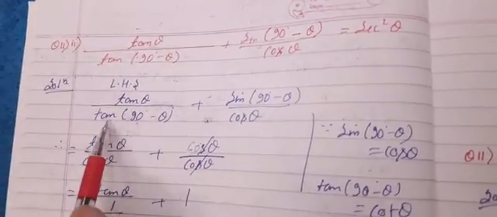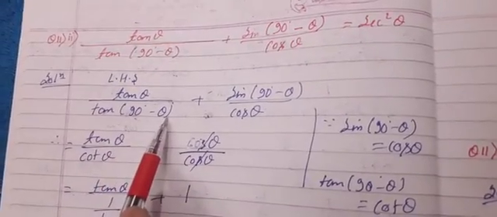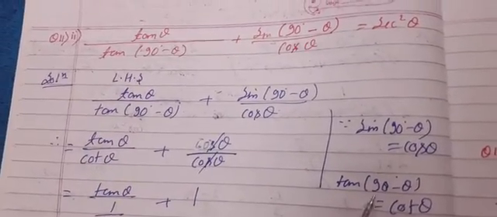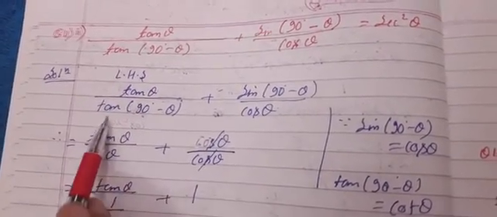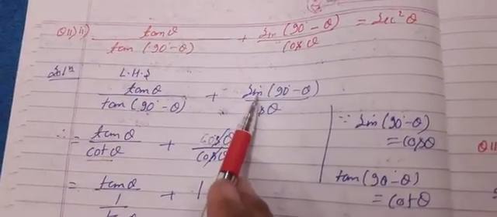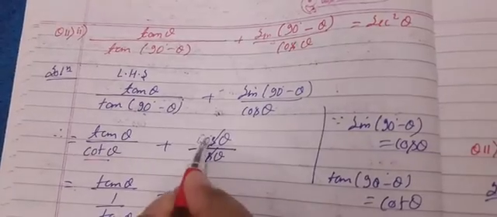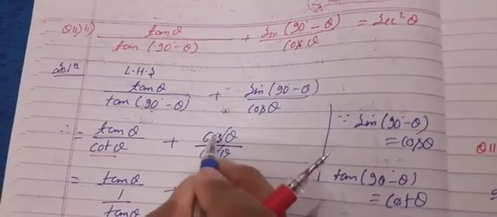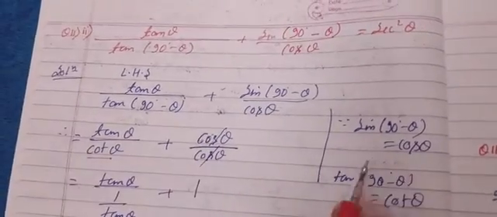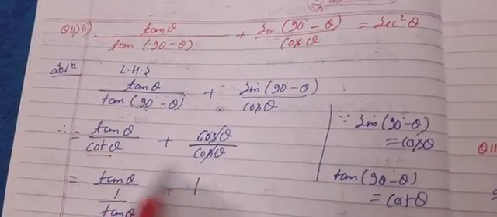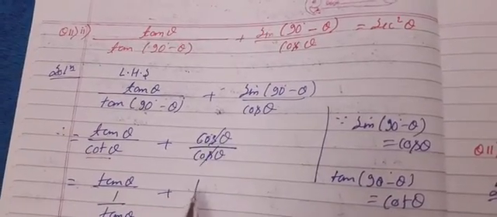So tan theta, and instead of writing tan(90 degree minus theta), we have used the formula we mentioned here, that tan(90 degree minus theta) is cot theta. So instead of writing this, we have written cot theta. Okay, and for sin(90 degree minus theta), we have written cos theta, as we mentioned here, that sin(90 degree minus theta) is cos theta. Now you can see cos theta in both are cancelled, that's why it is 1.